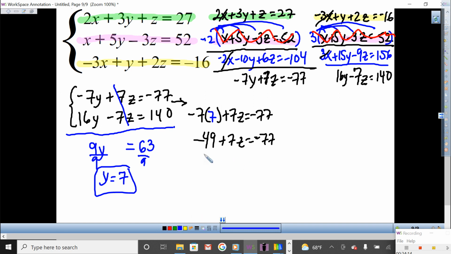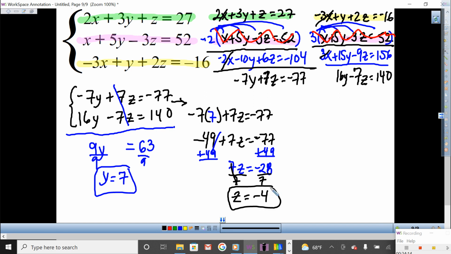Continue, Samantha. What do I do from there? Yeah, we need to leave z by itself, so I do what? Plus 49 to both sides, plus 49. We end up with 7z equals negative 77 plus 49, that's very good, negative 28. Last but not least, divide by 7. Z equals negative 4. So far so good, yes?